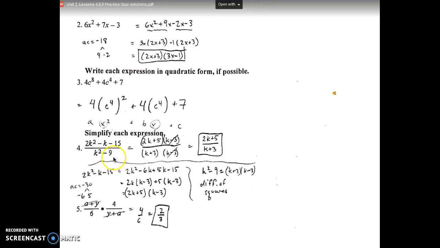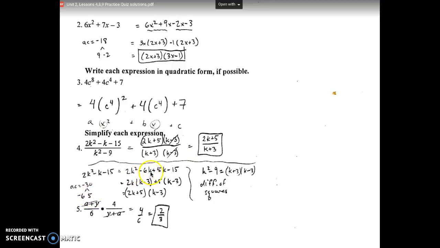For question 4, we're simplifying. We've got a trinomial over a binomial. Our trinomial on top is something that needs to be factored, similar to question 2. I did that down here. My a times c is negative 30. 2 numbers that multiply to negative 30 that add to negative 1, our b value, are negative 6 and 5.